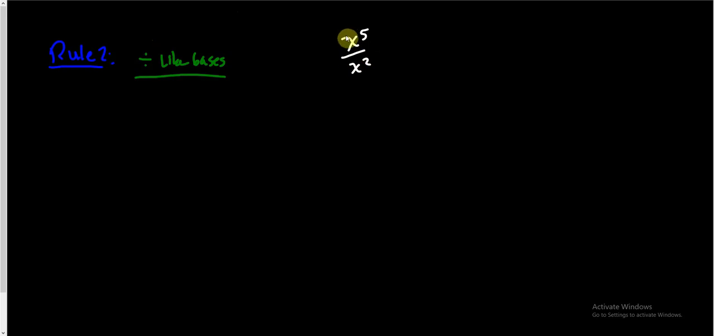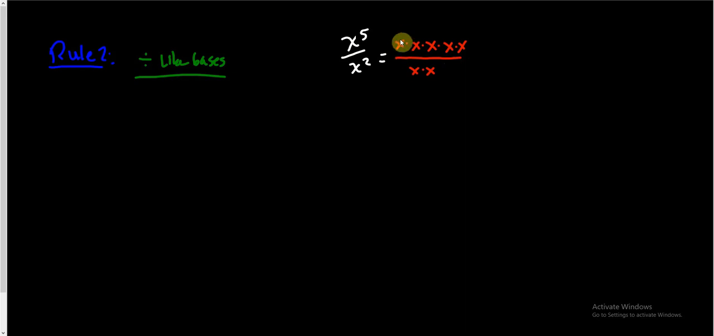So this is the same base on top of this fraction and the same base on the bottom being divided here. And so let's see, let's expand these out. That's the way to discover these rules. X to the fifth would just be 5 x's multiplied. So 1, 2, 3, 4, 5. I can't count, so I got to be careful. And x squared is x times x.